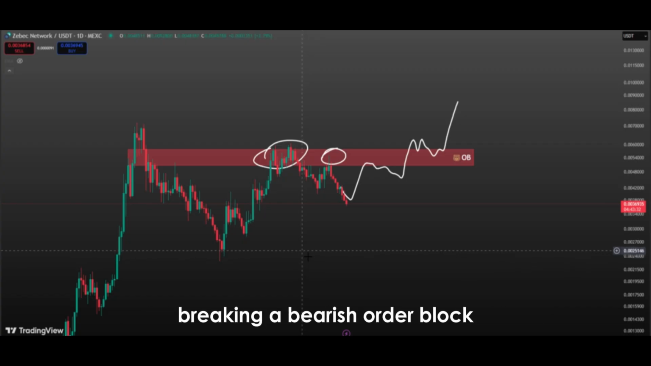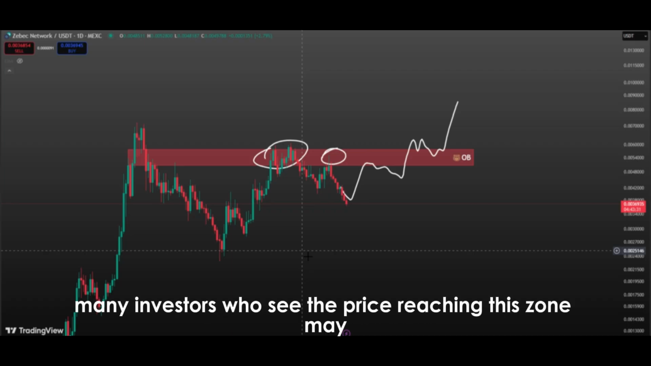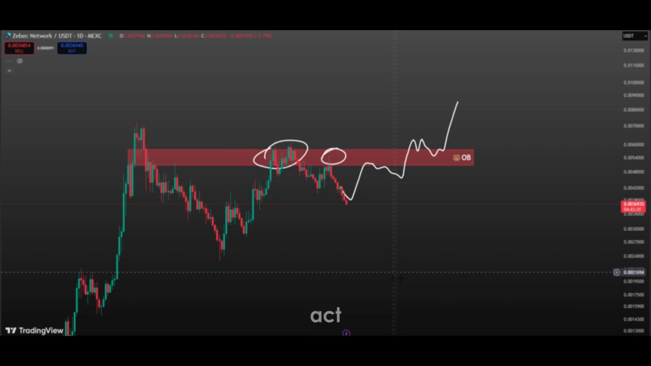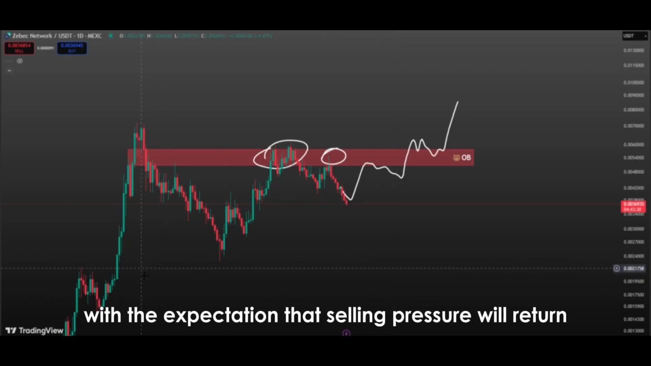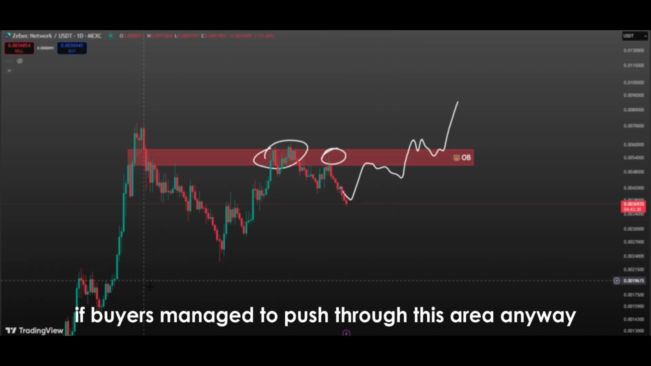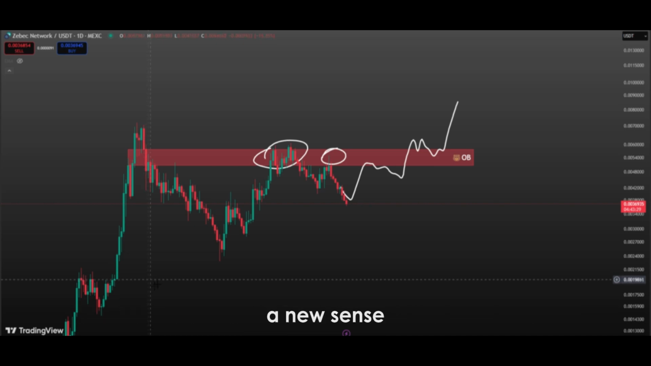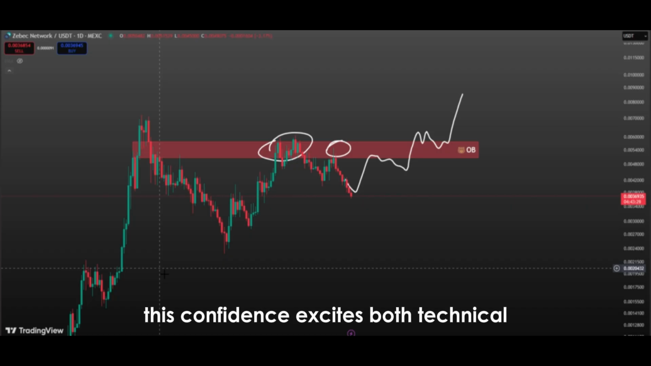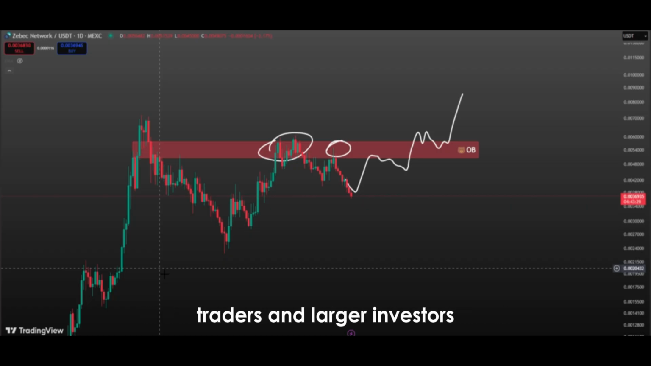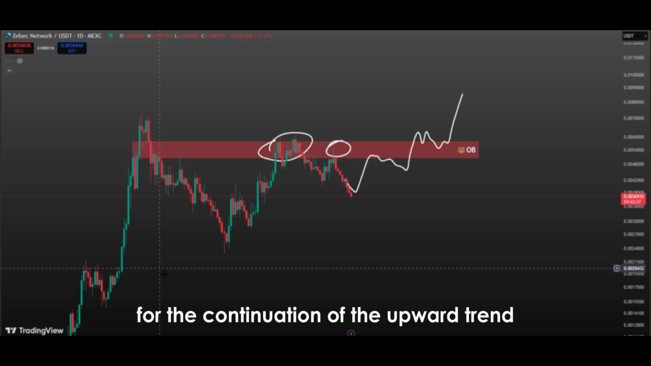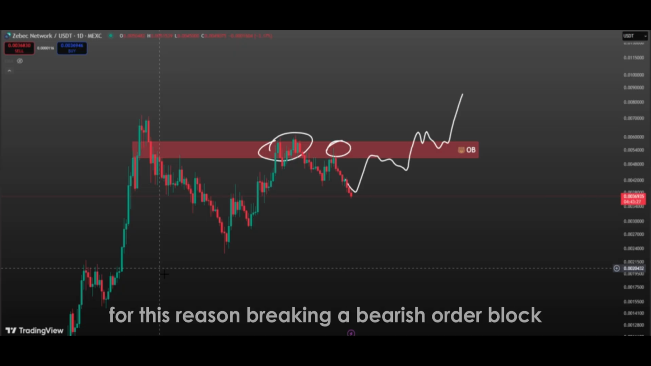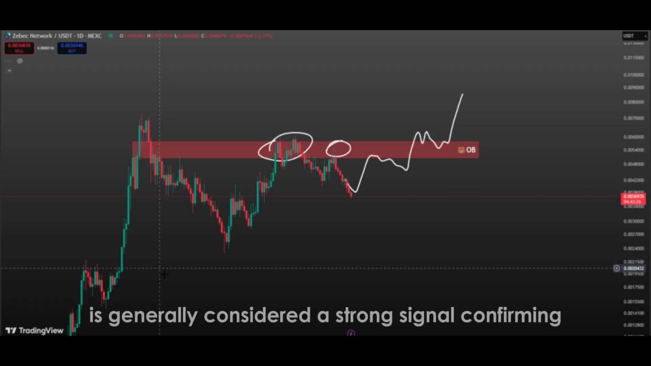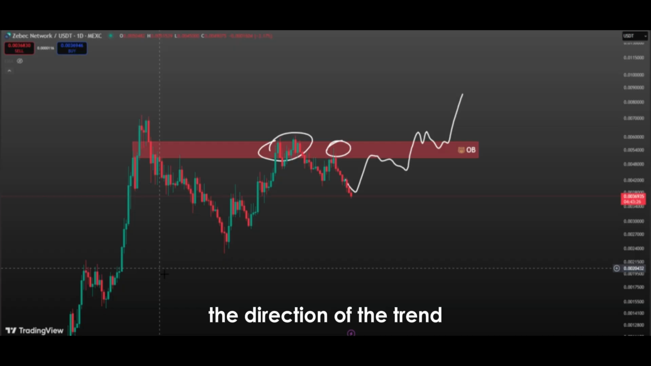Breaking a bearish order block also means that the market has crossed a psychological boundary. Many investors who see the price reaching this zone may act with the expectation that selling pressure will return from here. If buyers manage to push through this area anyway, a new sense of confidence develops in the market. This confidence excites both technical traders and larger investors, strengthening expectations for the continuation of the upward trend. For this reason, breaking a bearish order block is generally considered a strong signal, confirming the direction of the trend.